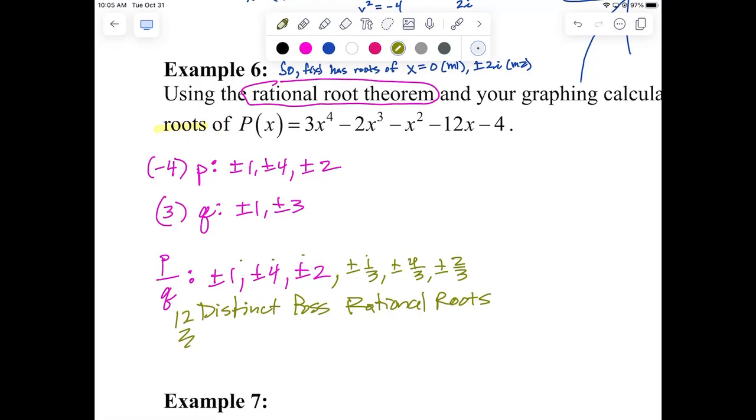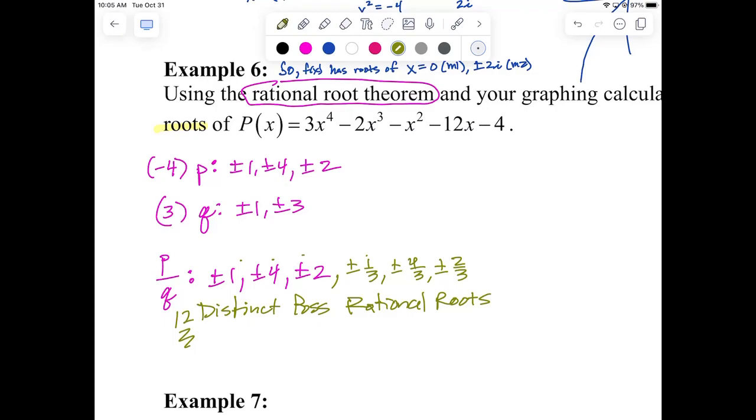Are any of those guaranteed to work? Nope, not a single one of them is guaranteed to work. We could have entirely irrational roots or imaginary roots. But if we were interested in whether any of those work, we would only have 12 to try out. And if we went through the whole list of 12 and none of them worked, then we would know the remaining roots are either irrational or imaginary. There's no guarantee of a real root, is there? Because it's an even degree.